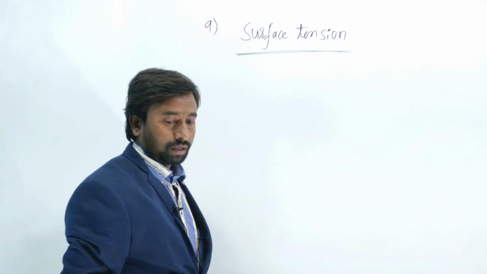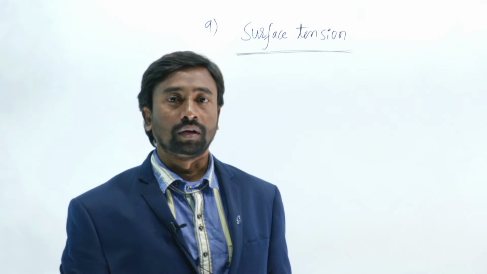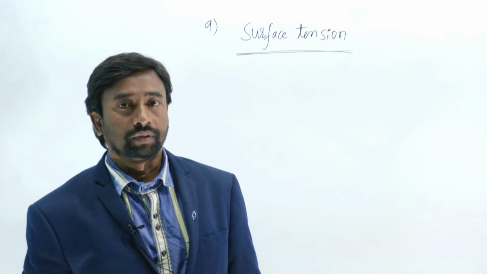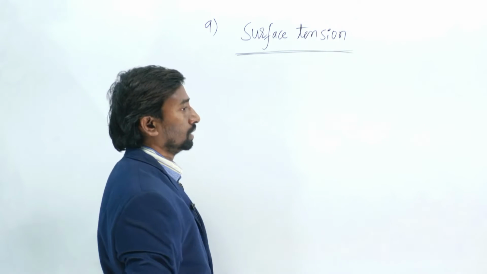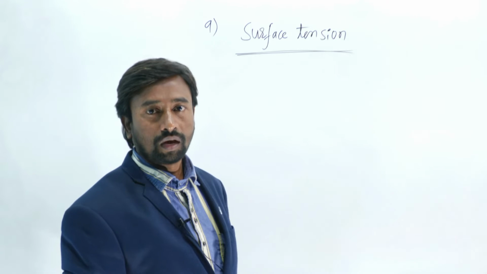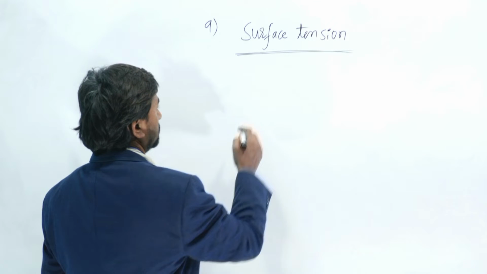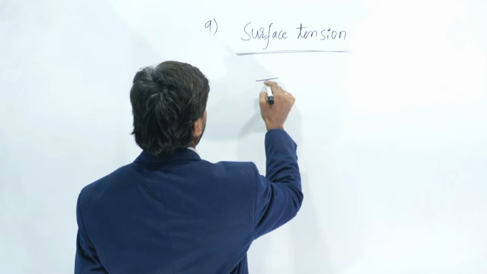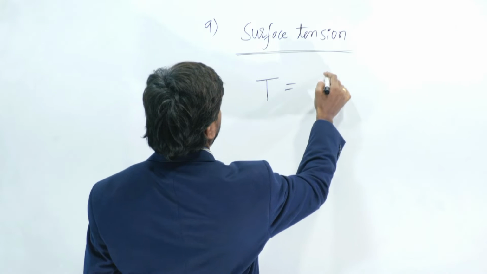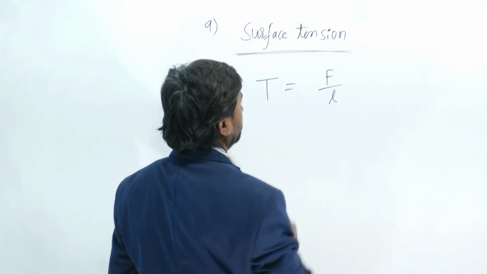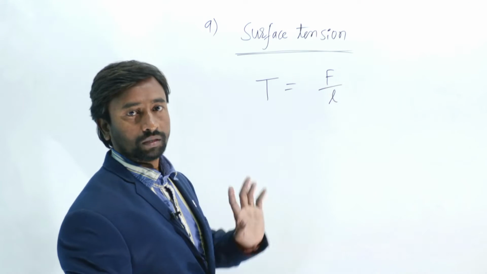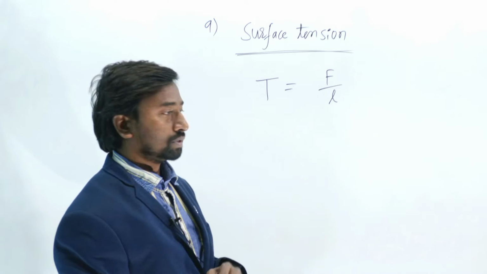Surface tension is nothing but the force acting per unit length on the surface of the liquid. Force per unit length on the surface of the liquid, normal to it, is known as surface tension. Surface tension is denoted by the letter T and the formula is F by L, force per unit length.